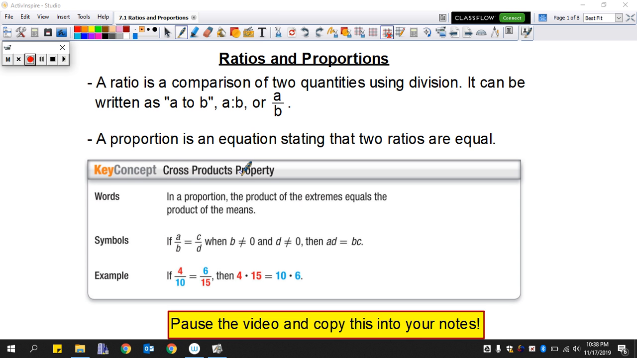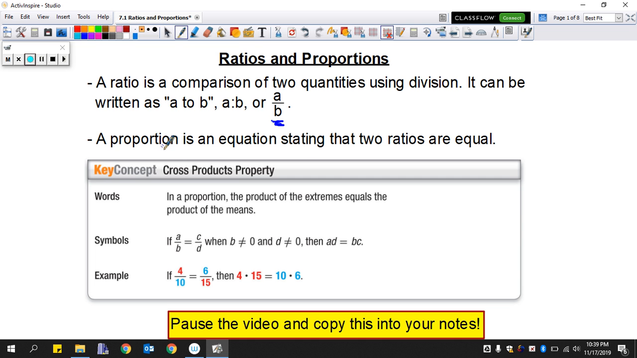In this lesson, we're going to talk about ratios and proportions. A ratio is a comparison of two quantities that uses division. It can be written several different ways, like with words, A to B, or using a colon, A:B, or as a fraction, A over B. Most of the time when we're writing ratios and proportions, we generally write it like this.